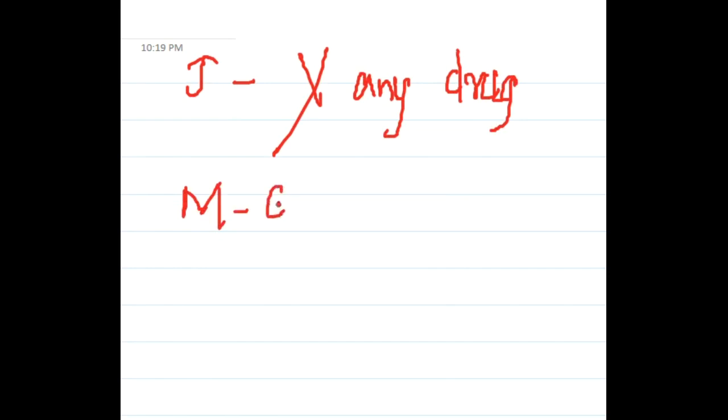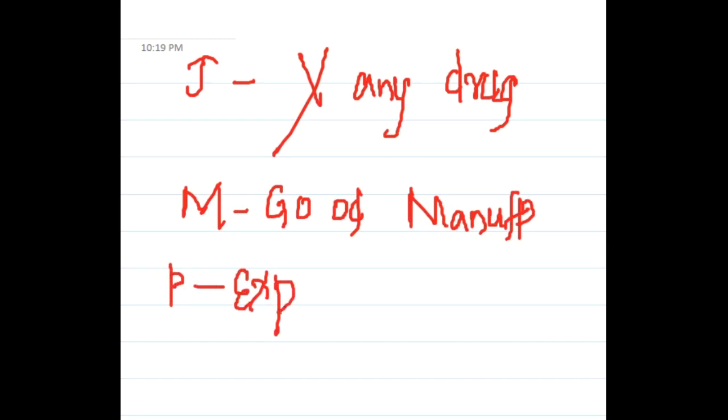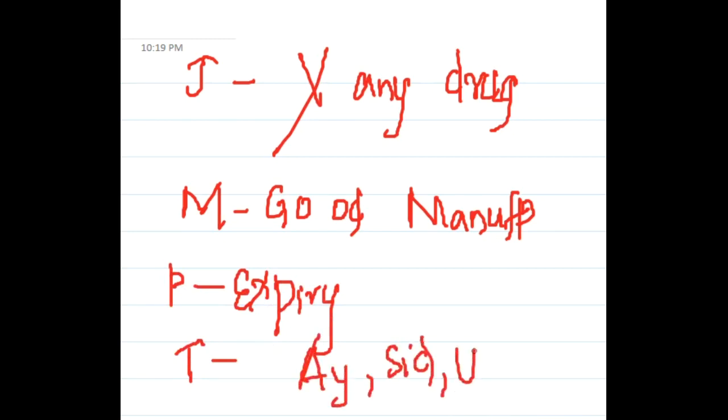Then we have Schedule M. Schedule M covers good manufacturing practices. Schedule P is for the expiry period of the drug formulation. Schedule T is for Ayurvedic, Siddha or Unani products. All the Ayurvedic, Siddha and Unani products are sold under Schedule T. Then we have Schedule W, which is for generic names only.